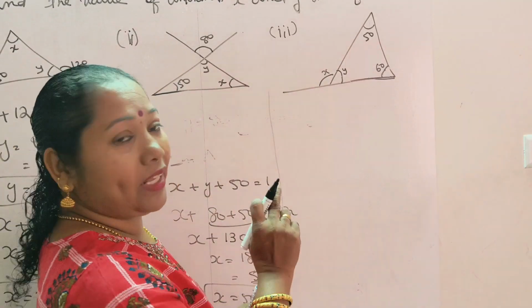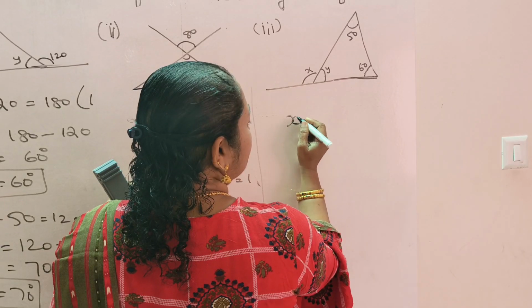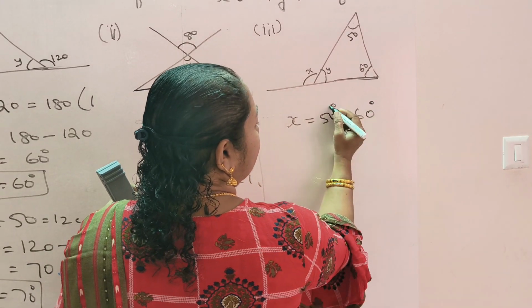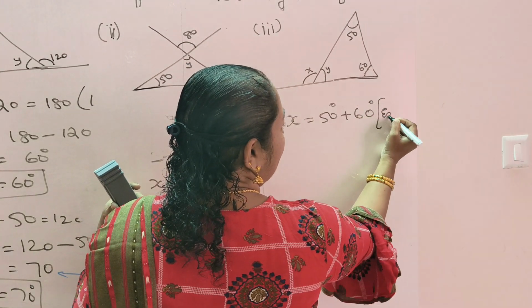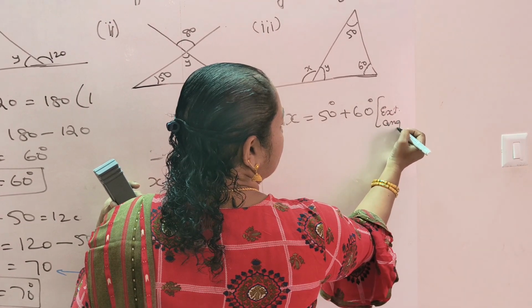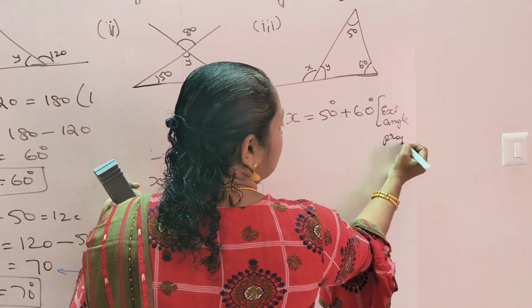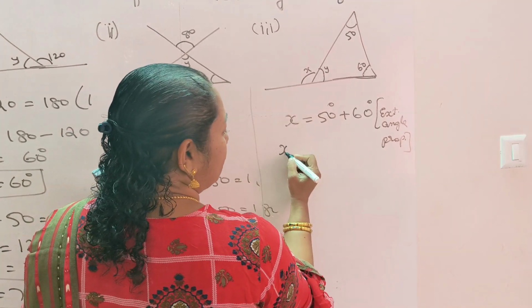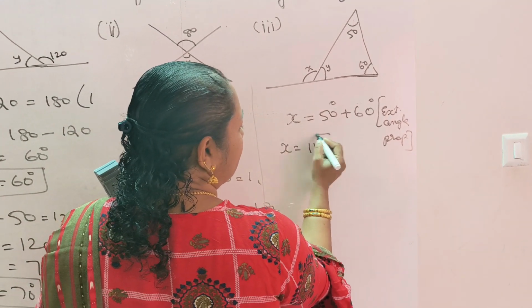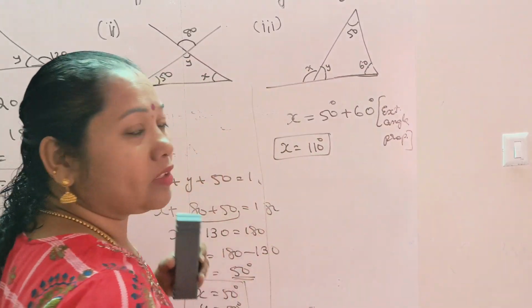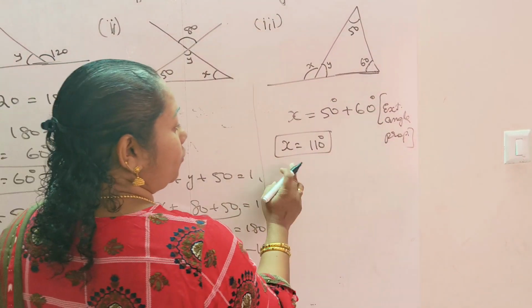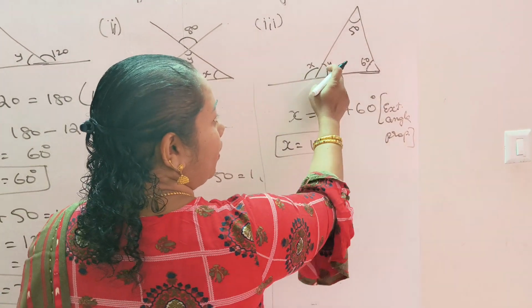So first of all, let us find x. x is equal to 50 plus 60. Reason is exterior angle property. Okay, x is equal to 50 plus 60. That is, x is equal to 110 degrees. The first one, x, is received. Now we got the value of x. So now we have to find the value of y.